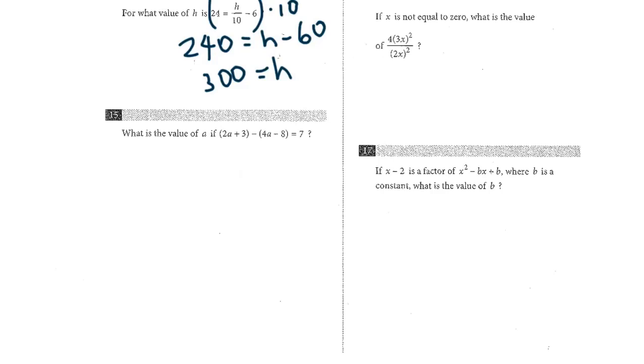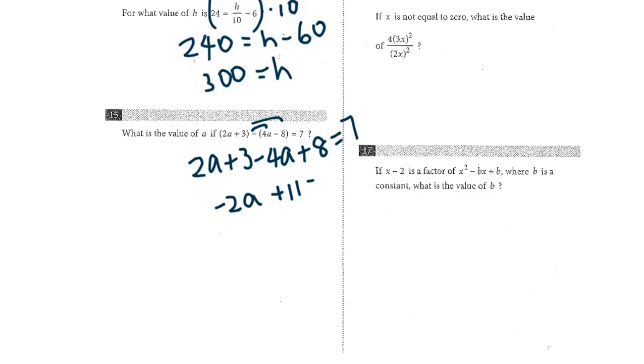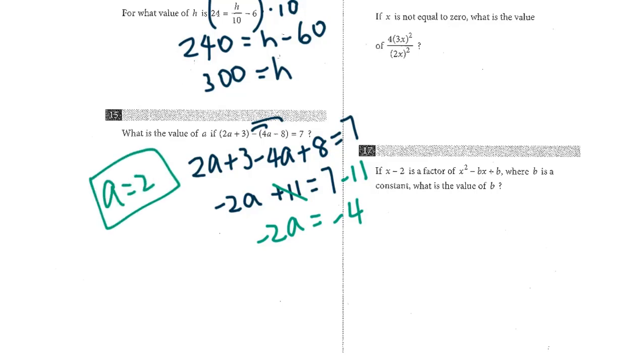For number 15, distributive property, then you get like 2a plus 3. Negative sign we distribute, so minus 4a plus 8 equals 7. We combine like terms first, you get -2a plus 11 equals 7. Then minus 11 both sides, you will get -4. This side is -2a, so a equals 2. That's the answer for number 15.